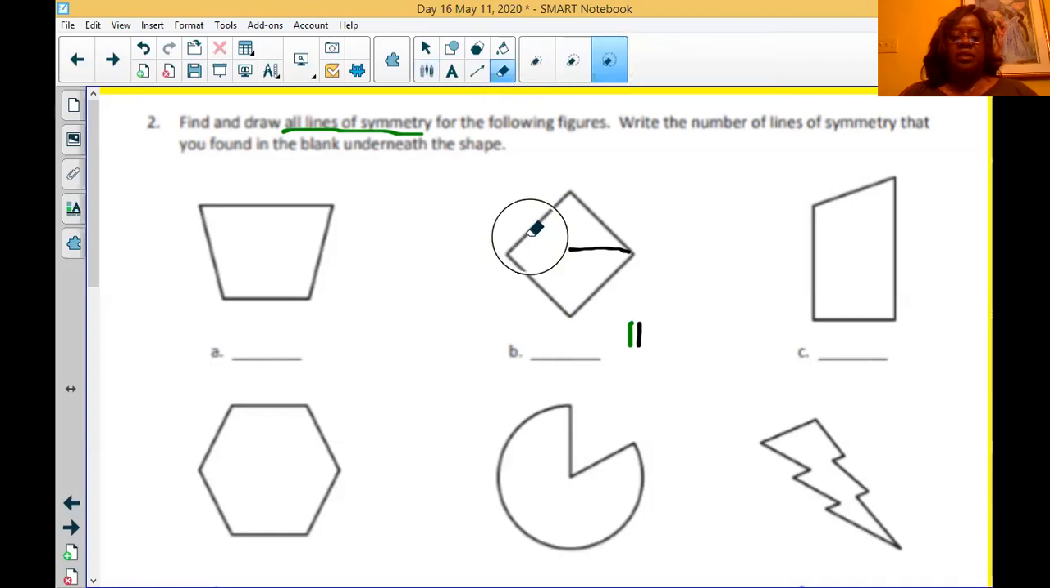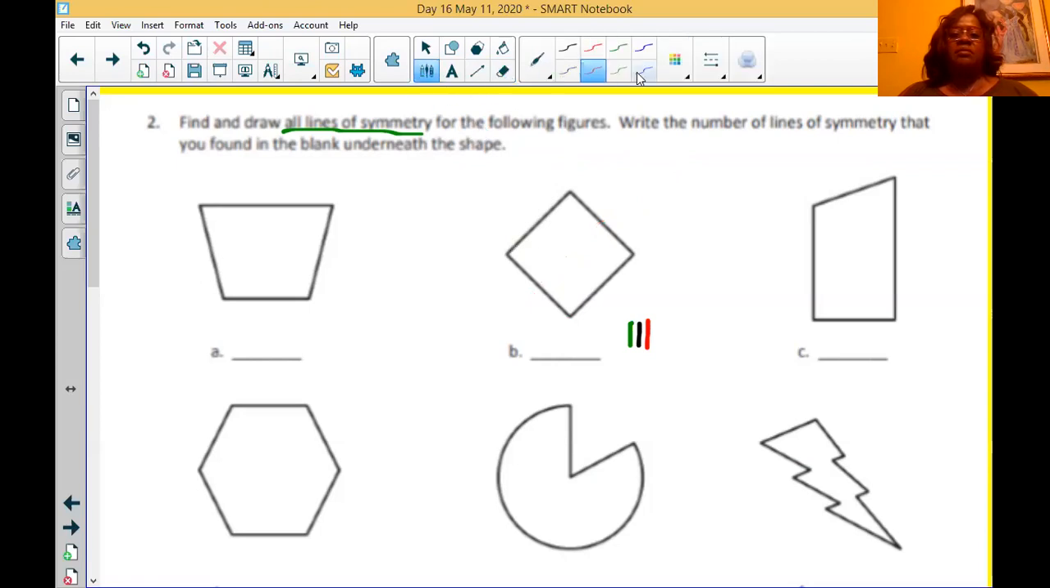So I'm going to erase that line, and I'm doing this so that you're able to see all the lines of symmetry. Okay, let's choose a different color. Let's say I draw a line through here. And I look at this portion and I look at this portion. Do they look identical? Yes, they do. So that would be 3 lines of symmetry so far for that particular shape. So I'm going to erase that one.